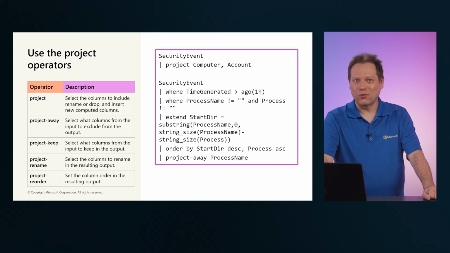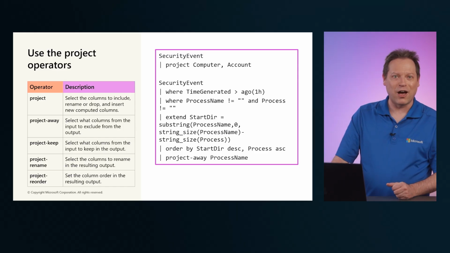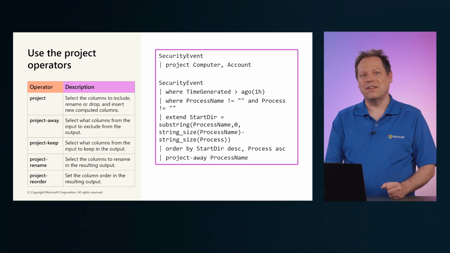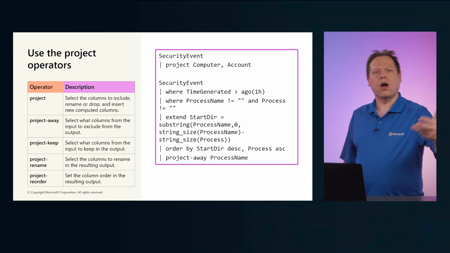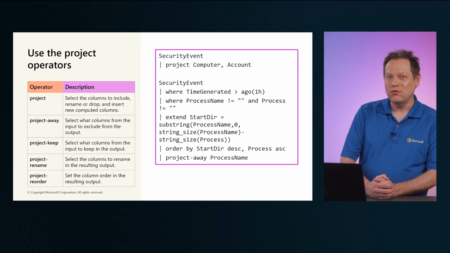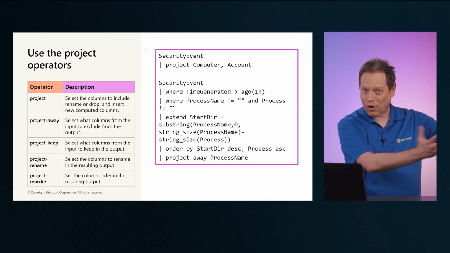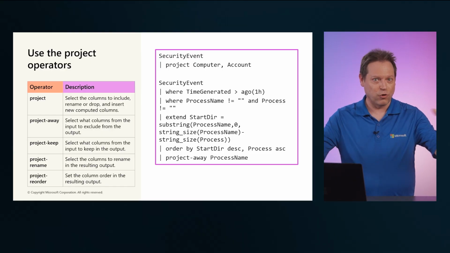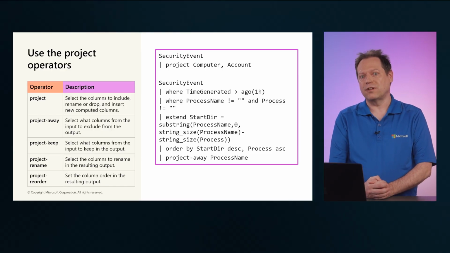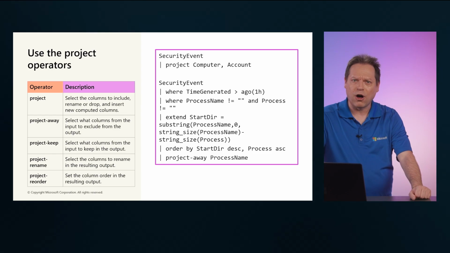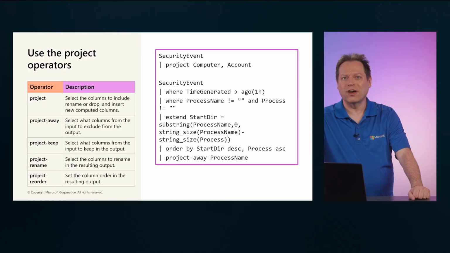Another essential set of tools is the project family of operators, which controls the shape of your output. With project, you choose which columns are included in the output, and you can rename, drop, or insert newly computed columns. If you want to exclude certain columns, you can use project-away. If you want to keep only specific columns, use project-keep. To rename fields cleanly, use project-rename. And if you want to just reorder the columns in the output, use project-reorder.